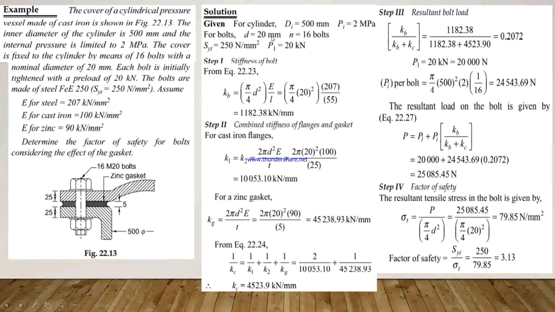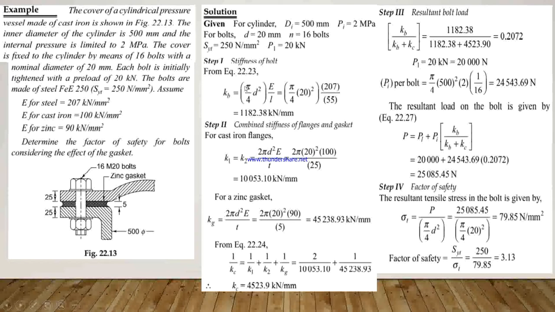First, for the cylinder, the inner diameter and inner pressure are given, the pressure being 2 MPa. For the bolts, diameter small d is equal to 20 mm, and 16 bolts are used. The yield strength is equal to 250 N/mm², and P1 is equal to 20 kN.